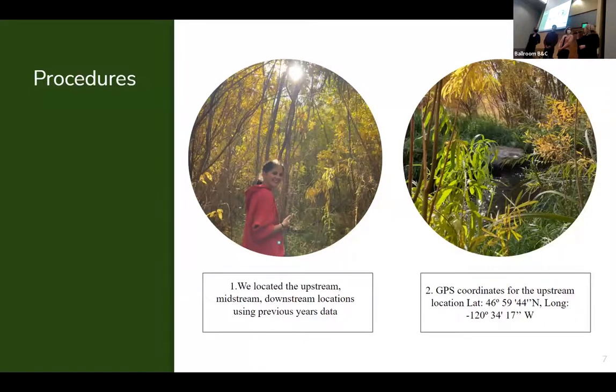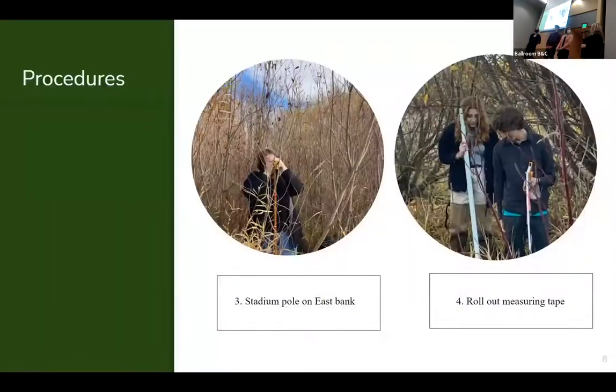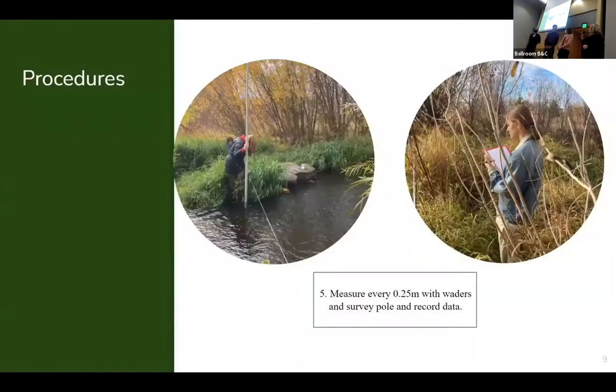In our procedures, we started by locating the upstream locations using the GPS. And then once we had found the locations, that rock is actually one of the locations, we then set up the stadium pole on the east side of the bank and rolled across the river our measuring tape. Then we used the survey pole to measure every 0.25 meters along the width of the creek. And we reported this data back to our recorder, and then the recorder repeated it back to the person taking the measurements so that we made sure that we were in the right spots and that we were getting an accurate read for our data.